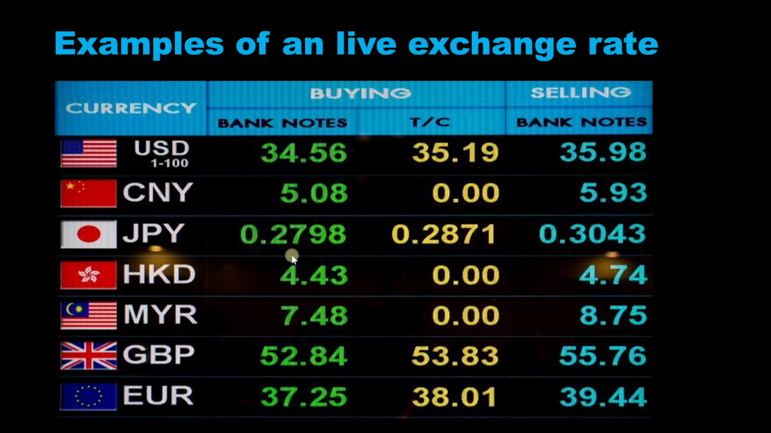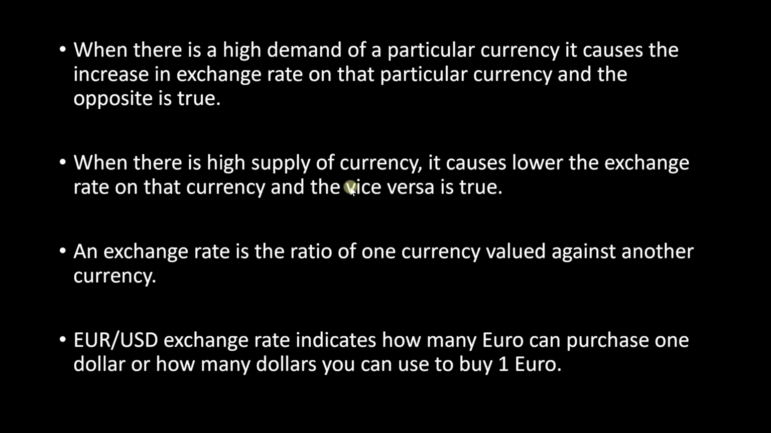An example of a live exchange rate is as follows. As you can see here, for USD they're buying and selling. So for this exchange, they buy using this and they sell using this. If you want to buy, they will sell to you at this rate, but if you want to sell, they'll buy at this rate. When there is a high demand for a particular currency, it causes an increase in the exchange rate of that currency, and the opposite is true.